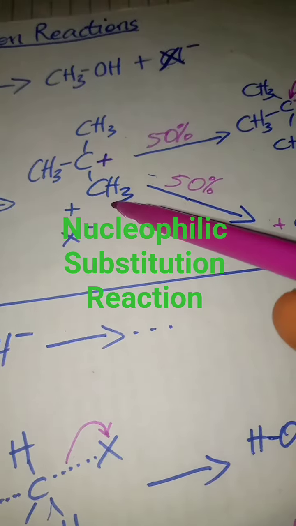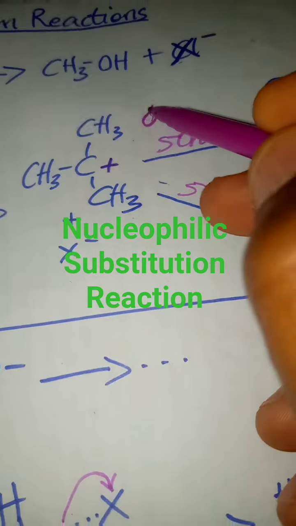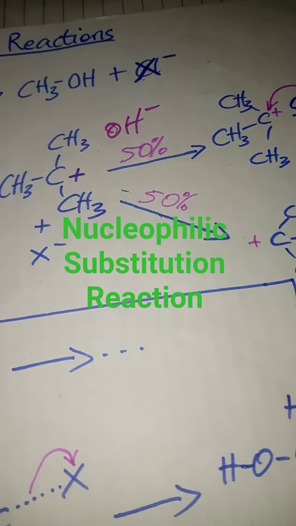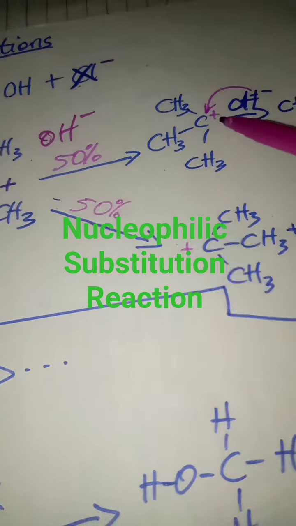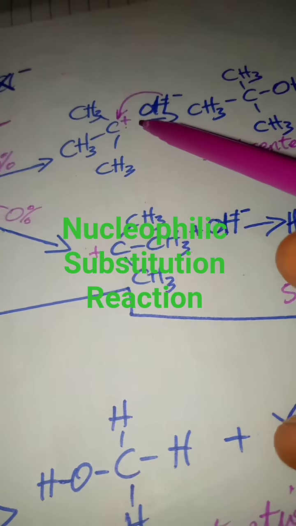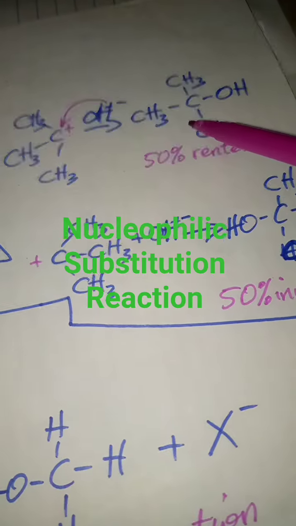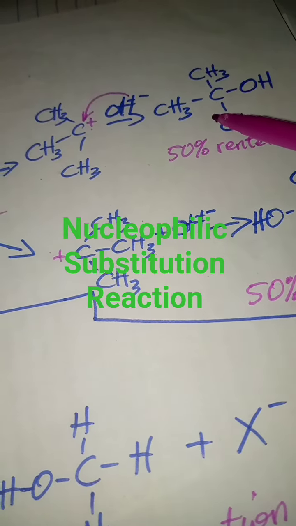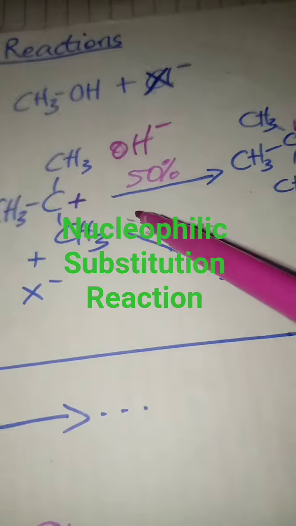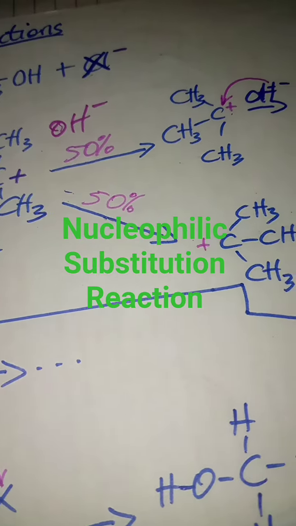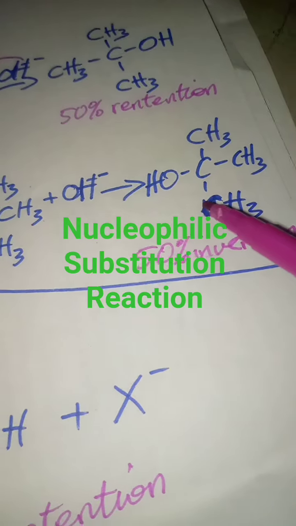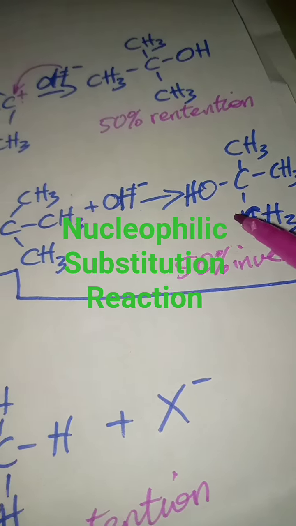Now, on introducing the nucleophile, there are two possibilities. Here in the first one, the nucleophile will attack from the front. Okay, so we have a 50% retention of the original configuration of the alkyl halide. And in the second occurrence, it will attack from behind. So there will be 50% inversion of the configuration of the alkyl halide.